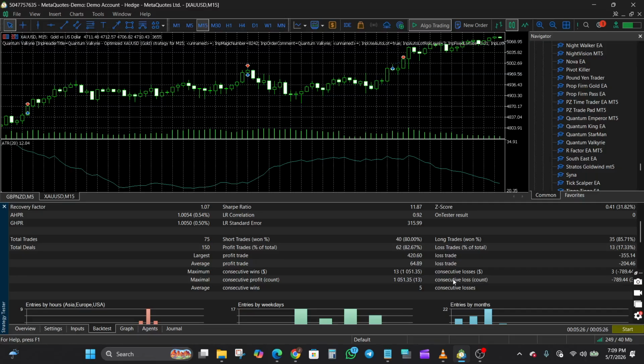In conclusion, the Quantum Valkyrie EA for MT5 presents itself as a disciplined, structure driven system built specifically for gold on M15. It prioritizes controlled execution over aggressive trading styles, and the backtest behavior reflects that philosophy. As always, results in testing are historical and not predictive of future performance. It's something that should be forward tested carefully on demo before any live deployment.